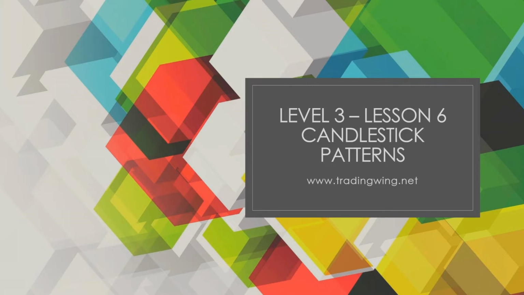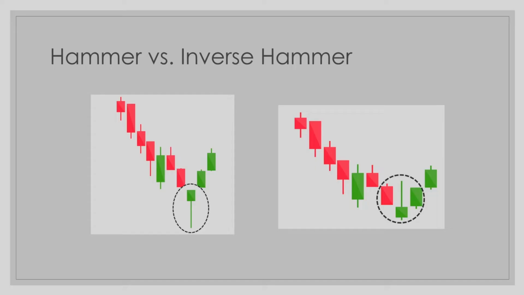In this lesson, you will learn about the various candlestick patterns that you will encounter through your day-to-day trading. In the last lesson, we talked about trend patterns. These are great for identifying bullishness or bearishness. Candlestick patterns, on the other hand, are great for identifying a change in direction. So let's get started. The first two types of candlestick patterns are known as the hammer and the inverse hammer.